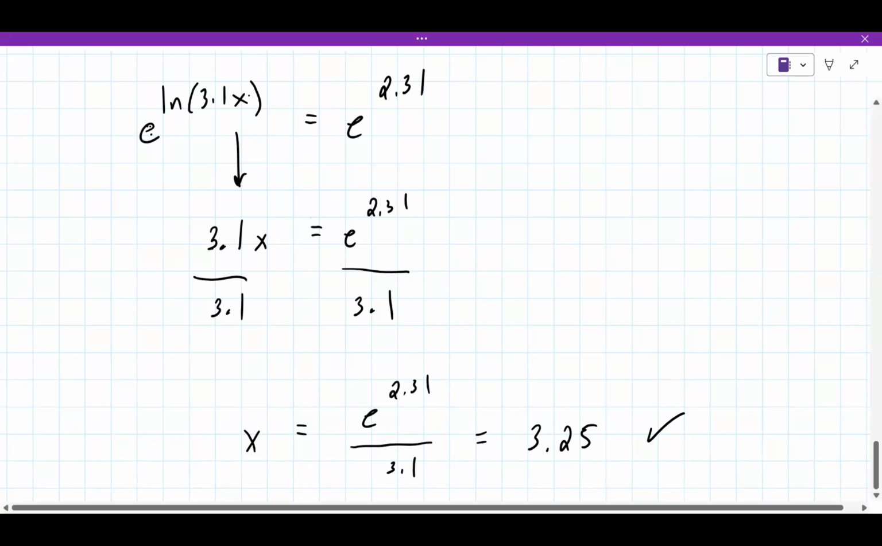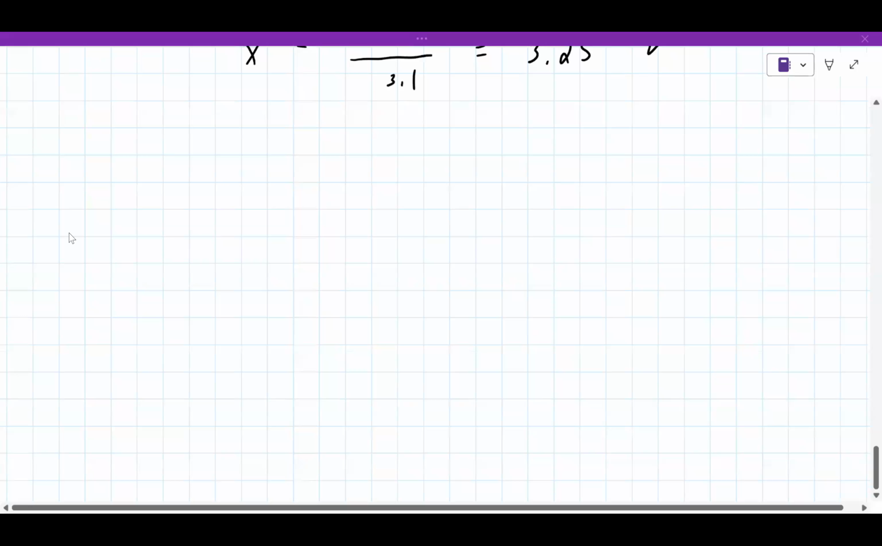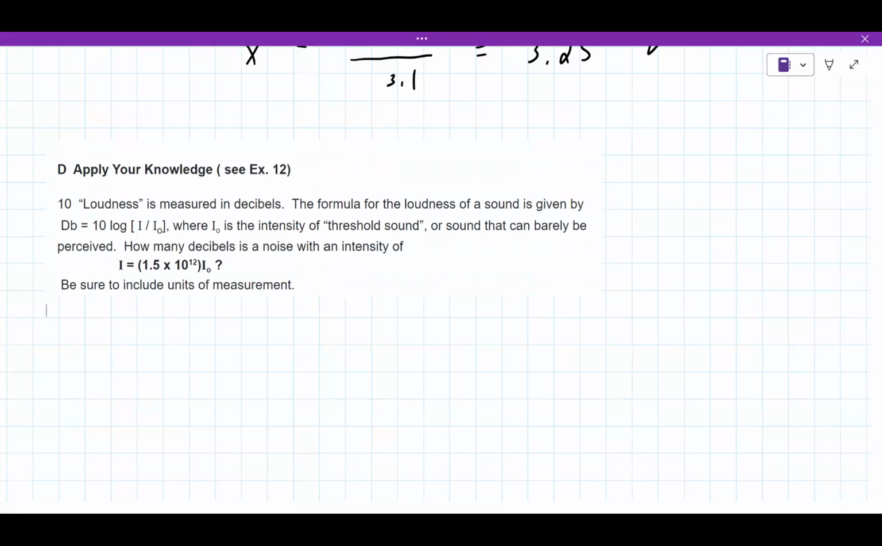All right. So we're up to the apply your knowledge here. And I'll have you look this over. I got to go look at example 12 just to confirm that we're going to do this the way we're supposed to. Understandable.